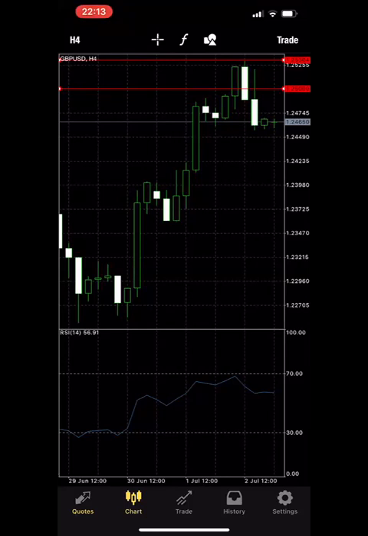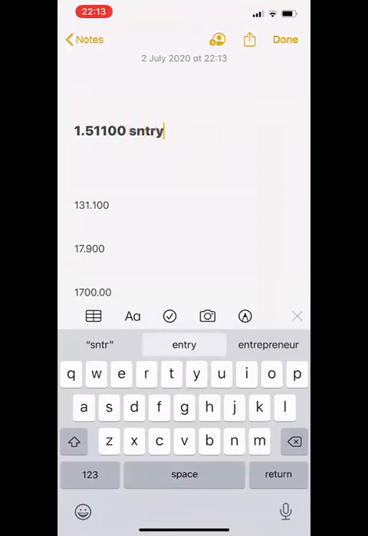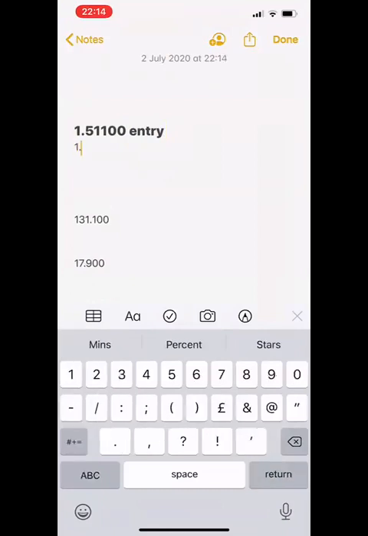Anytime after the second number after the decimal point, we start to count the pips. So every 100 after the second number after the decimal point equals 10 pips. What do I mean? Okay, so I enter the trade at 1.5100. My take profit is at 1.5190. The difference between 1.5100 and 1.5190 is 80 pips. So my take profit is 80.